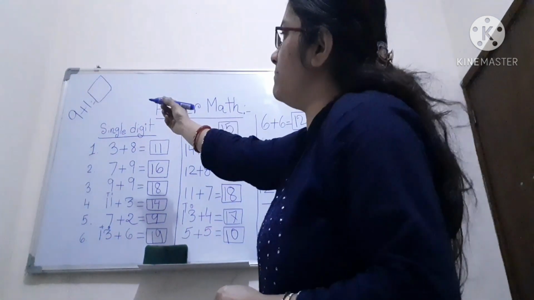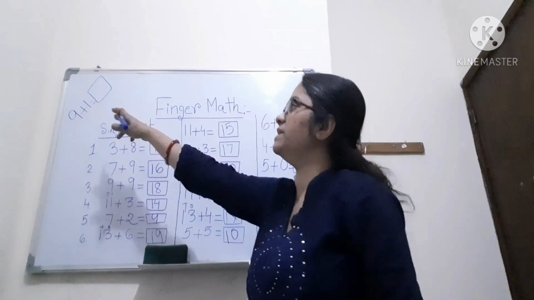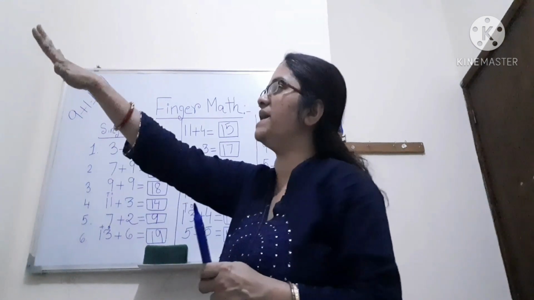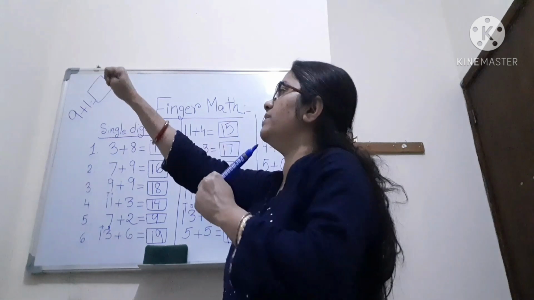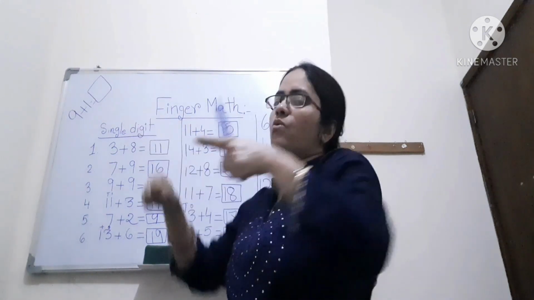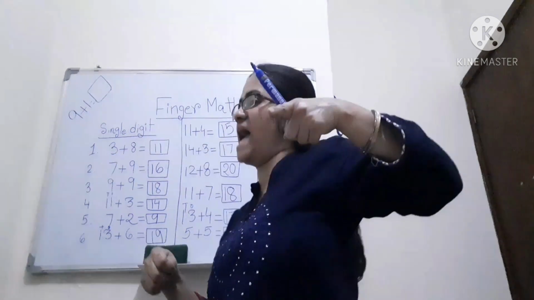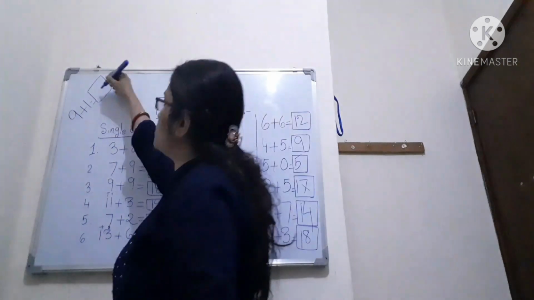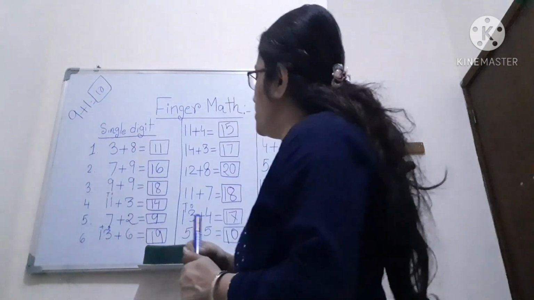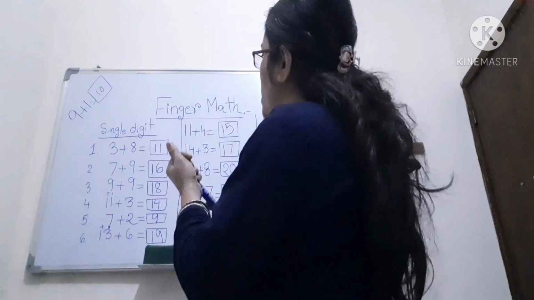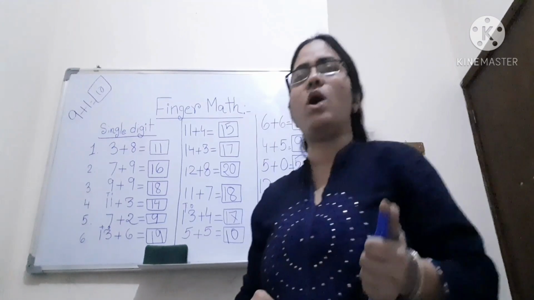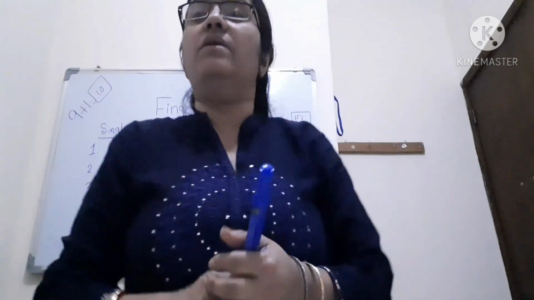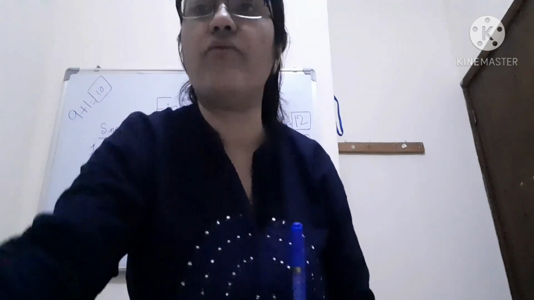9 plus 1. Tell me, 9 plus 1. This is 9 and plus 1. If I close this one, then I can raise one finger of my left hand. So 9 plus 1 is equal to 10. Hope you like this one-digit and two-digit finger math. Now I will show you how to calculate subtraction with the use of your fingers.